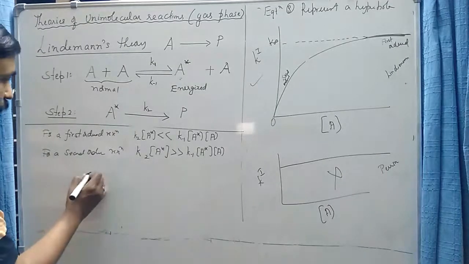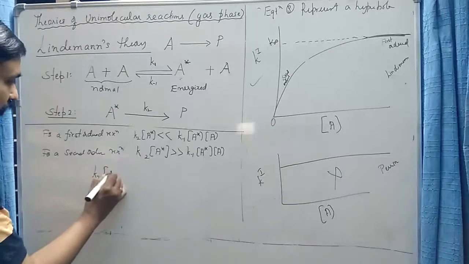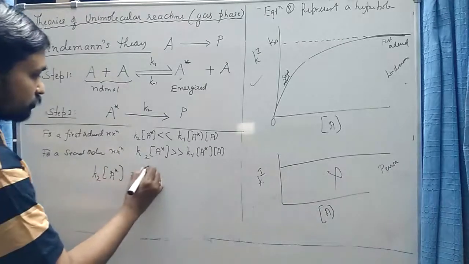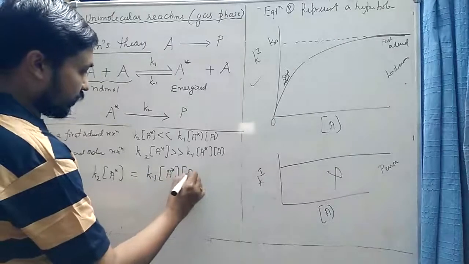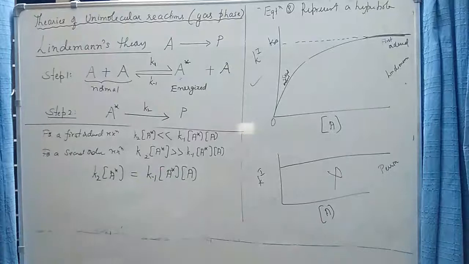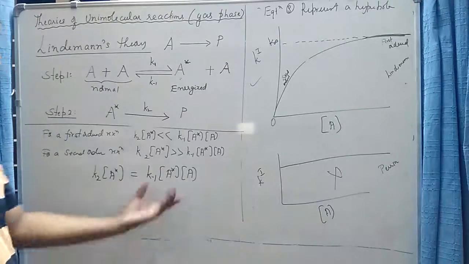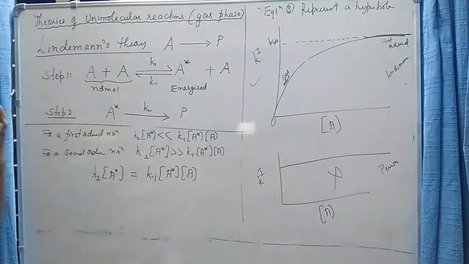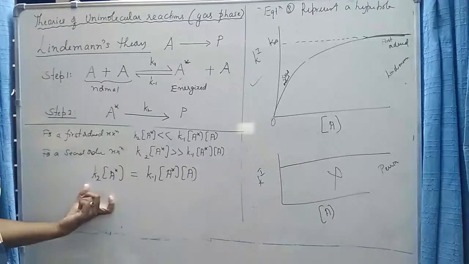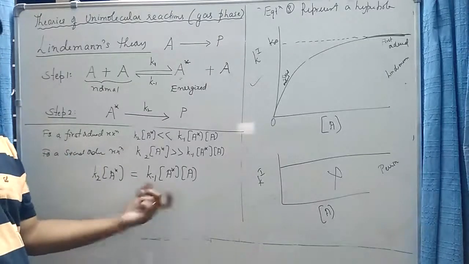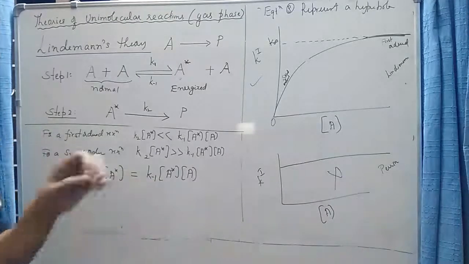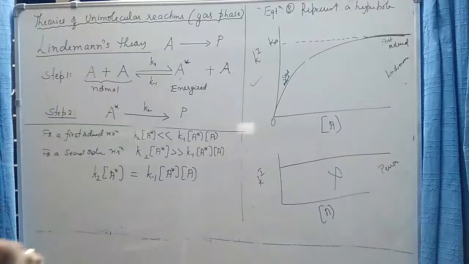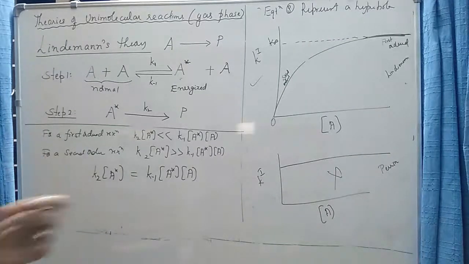So there is a point where K2 into A star becomes equal to K minus 1 into A star into A. If the concentration of the reactant is very high, this becomes very large. If the concentration of the reactant is very less, this term becomes very small. But there is some balancing concentration where these two rates become equal, and that point represents a point of transition of the reaction from either first order to second order or second order to first order.